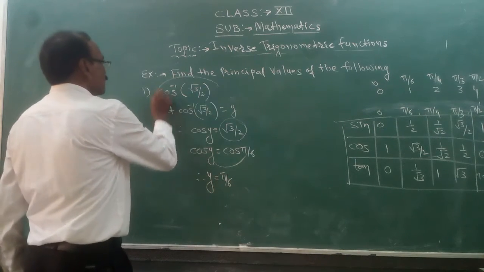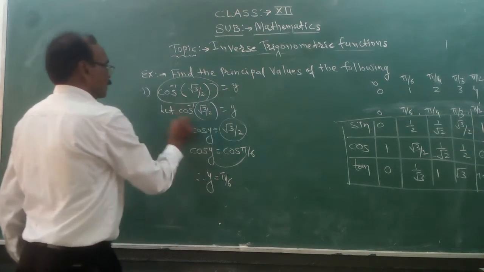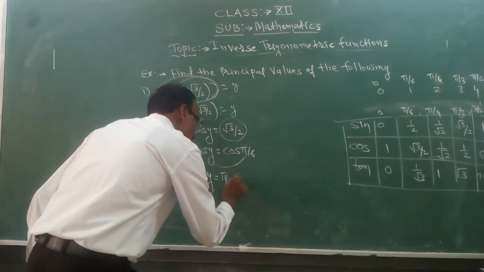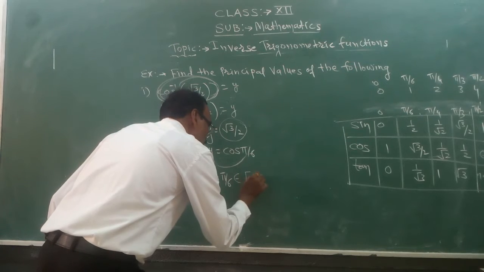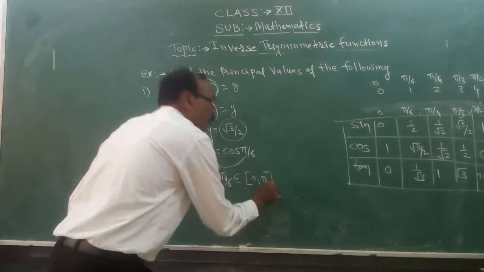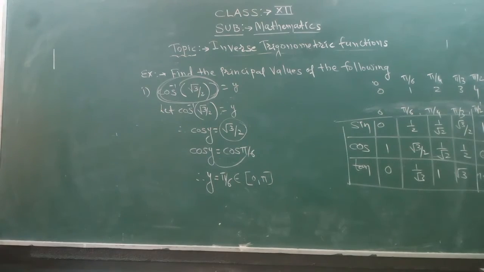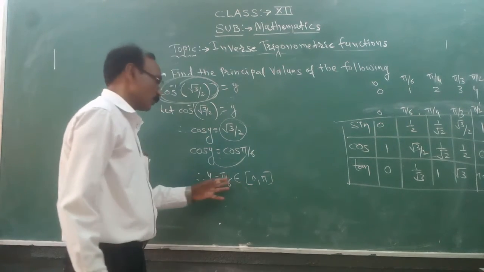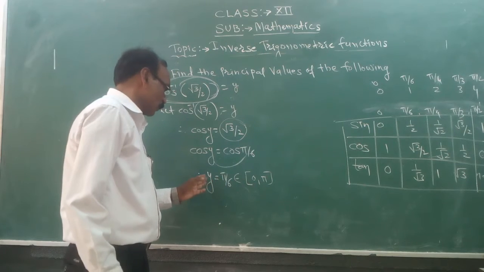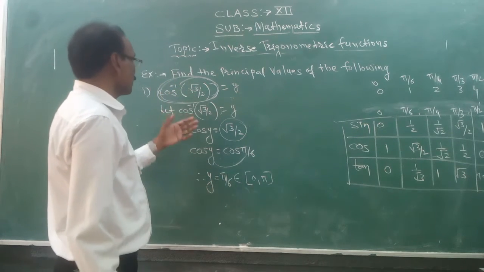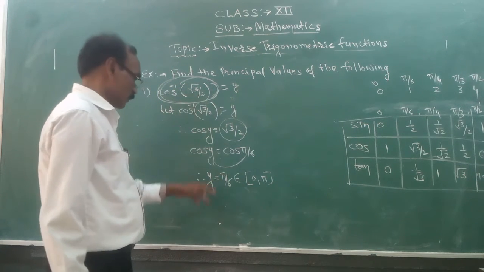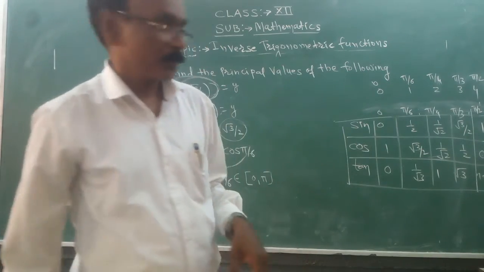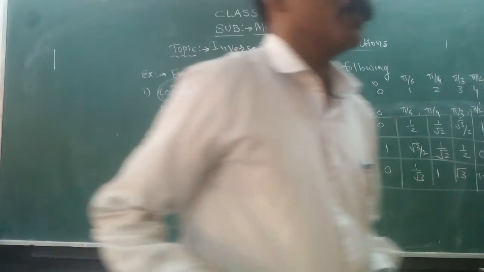So I have taken this as y, and the answer y is pi by 6, which belongs to the closed interval 0 to pi. Because the principal value branch of cos inverse is the closed interval 0 to pi, and pi by 6 belongs to this closed interval, the principal value of this function is pi by 6. This way we can find the principal value. Take another example.